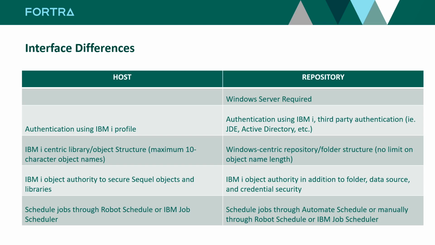Traditionally, we follow the IBMI standard rules, right? We have to. It's a maximum of 10-character limit for object names and library names. They can't have a space. You can't start with a number, rules like that. Whereas for repository mode, because it's more Windows-centric and it's stored in the IFS, there is no limit to the object name length.